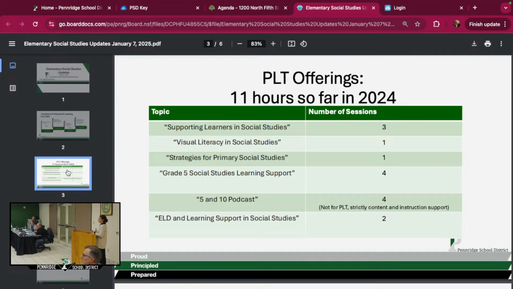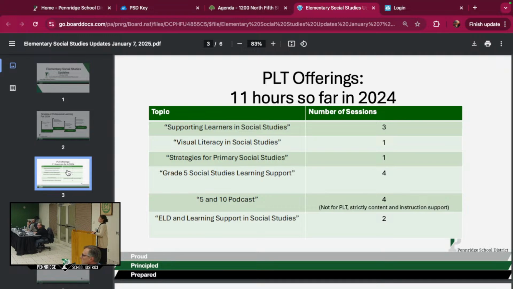And we have, so far, 4 hours of a 5 and 10 podcast done by Chris Brockman, one of our instructional coaches. It's not necessarily for PLT, but you can choose to do it for PLT. You can even choose to listen to it in your car on the way home. It's 5 history facts in 10 minutes. And it's closely related to a specific unit and a specific grade in our social studies. So maybe it's grade 1 geography. Here are 5 facts, 5 things to keep in mind when you're teaching, and he does it in 10 minutes. It's really excellently done. I think he's releasing his 6th episode today.